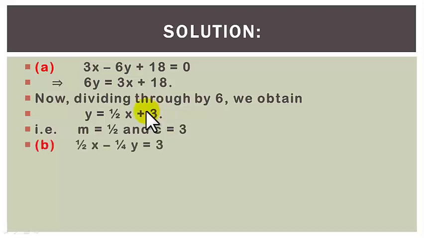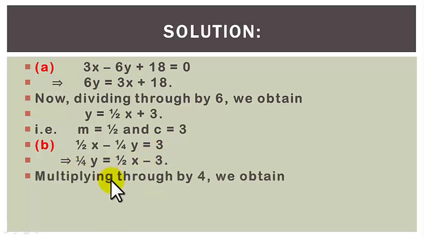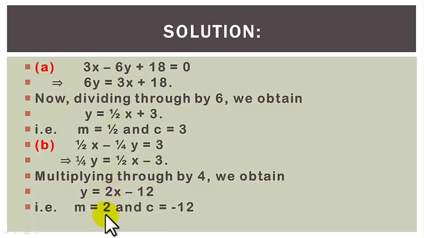B. Given the equation half x minus 1 over 4y equals 3, we take minus 1 over 4y to the right hand side. That will give us 1 over 4y equal to 1 over 2x. Bring this 3 to the left. That will be 1 over 2x minus 3. Now multiplying through by 4, we obtain y equals 2x minus 12. And here, the slope m is equal to 2, and y-intercept c is minus 12.